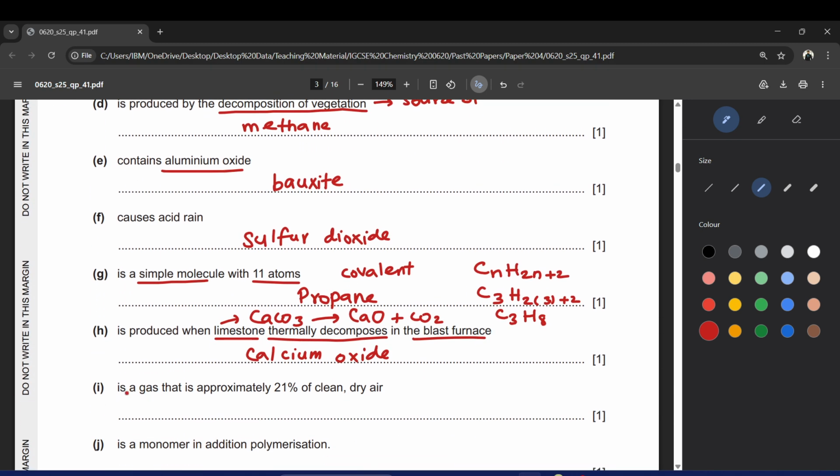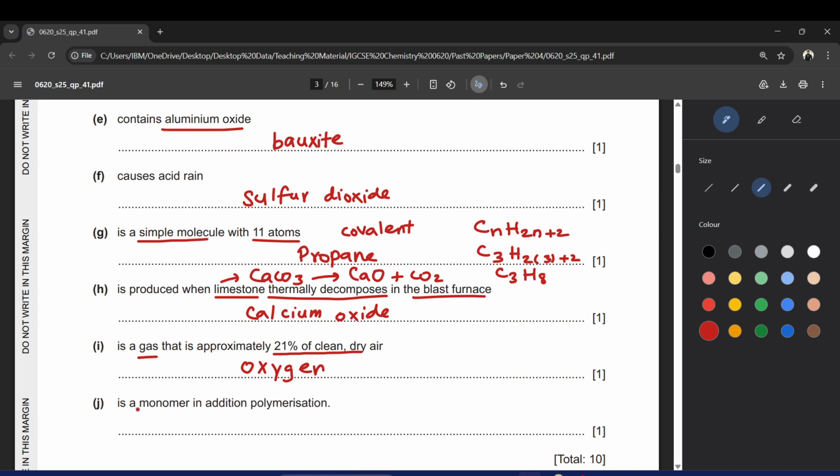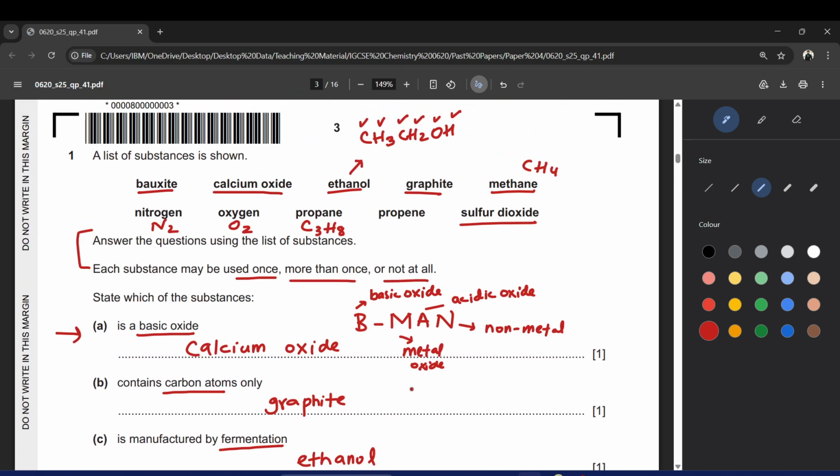Part I is, which substance is a gas that is approximately 21% of clean dry air? So we know that this is going to be oxygen. Then which substance is a monomer in addition polymerization? Now, in addition polymerization, we know that this type of polymerization only occurs in alkenes. So our monomer is going to be an alkene. So I have to look for an alkene in our options.